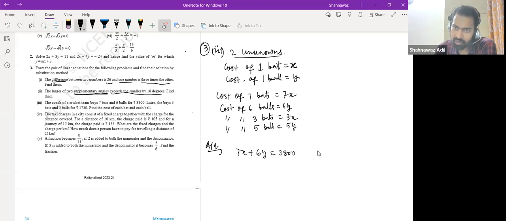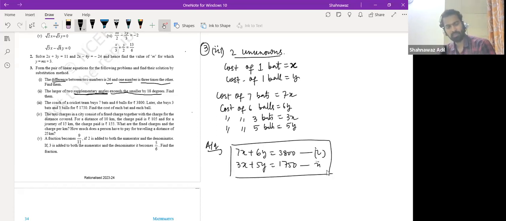This is the first equation, and then what is the second equation? The cost of 3 bats and 5 balls: 3x plus 5y equal to 1,750. These are the 2 equations. Understood? Yes. So your homework would be to solve these 2 equations, right?